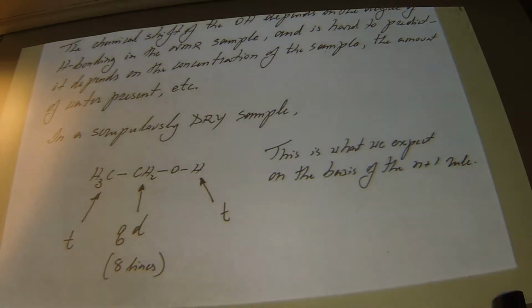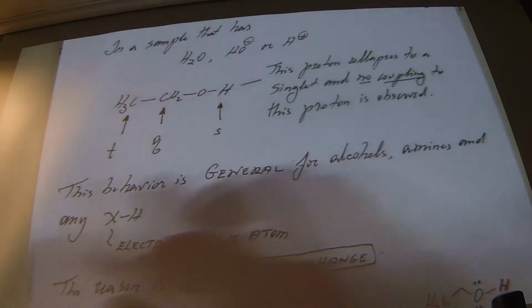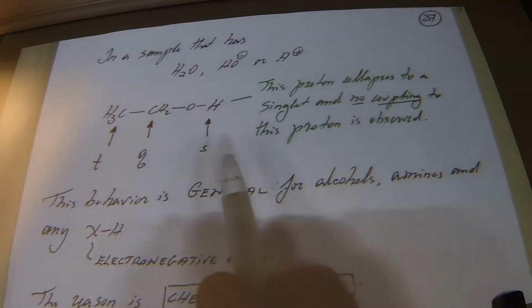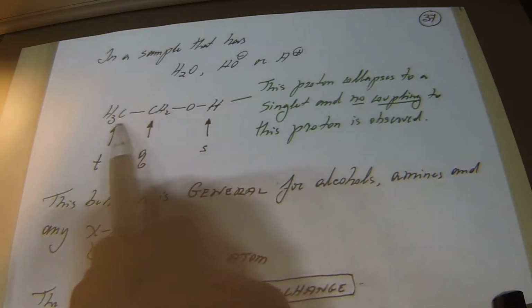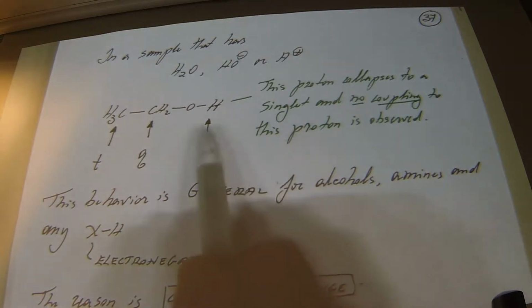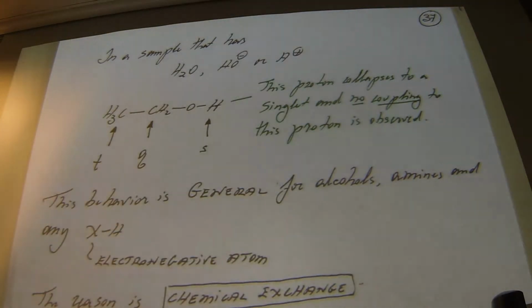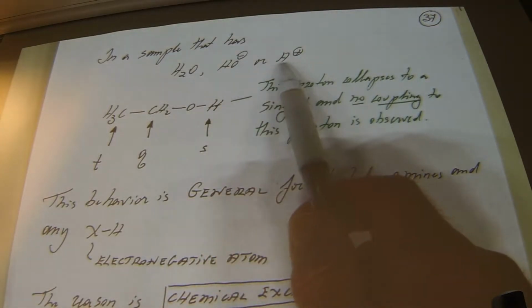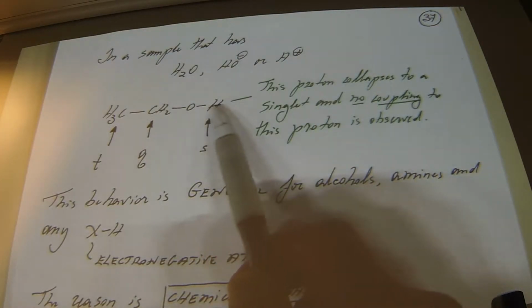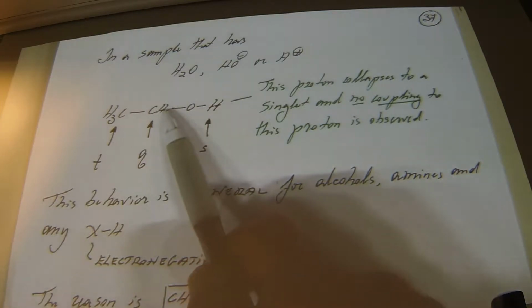Turns out that happens in a scrupulously dry solvent. On the other hand, if your NMR sample has, in addition to, forget about D2O, if it has water or acid or base, then what you will see is this turn into a singlet, and this is a quartet, and that's a triplet. So that proton will collapse to a singlet and it will not couple. So if you have water, acid, or base, then coupling of this proton to that CH2 stops.